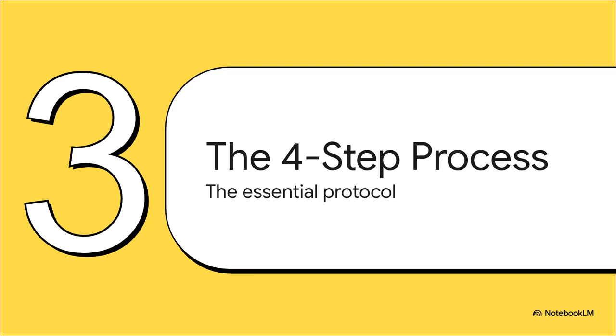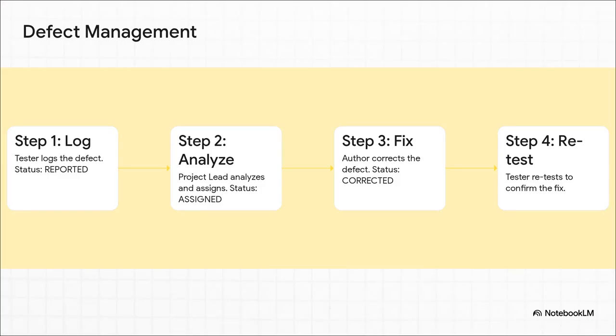And just like any good detective, we have to follow a strict protocol to make sure the case gets solved. And this protocol is really all about a clean handoff. It's a 4-step dance. Step 1, the tester logs it. Step 2, the project lead analyzes it and figures out who needs to work on it. Step 3, the author, usually the developer, goes in and fixes the code. And finally, step 4, it comes right back to the tester who found it, and they retest to make sure the fix actually worked. Case closed.